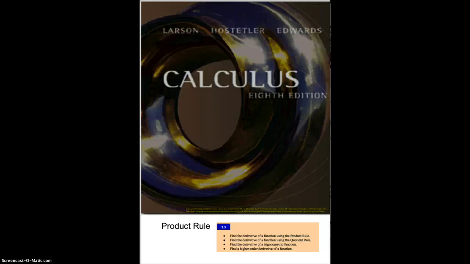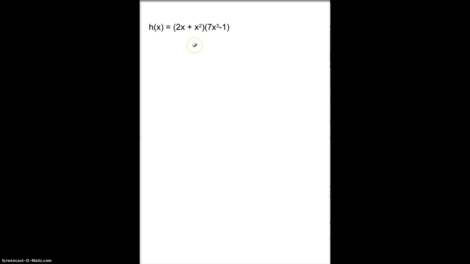Now, let's make your life a little bit simpler. We're going to discuss the product rule. What do you do when you have two functions that are multiplied by each other and you want the derivative? So let's just say I have some f of x times g of x. All right, and in this case, f of x is 2x plus x squared, and g of x is 7x cubed minus 1.